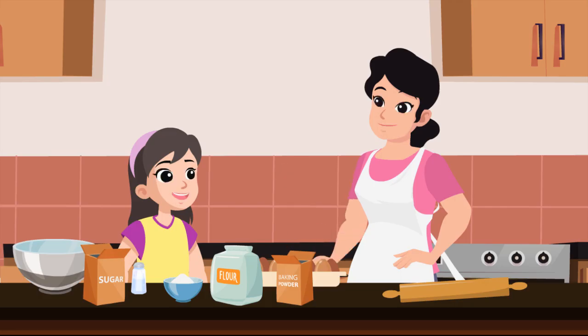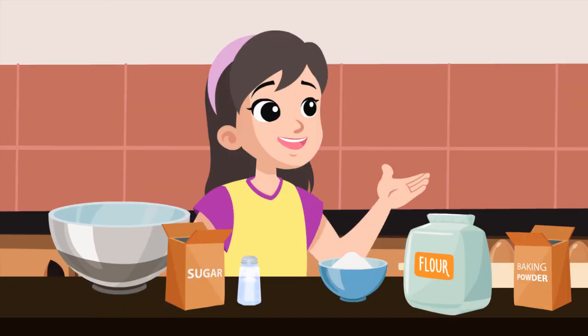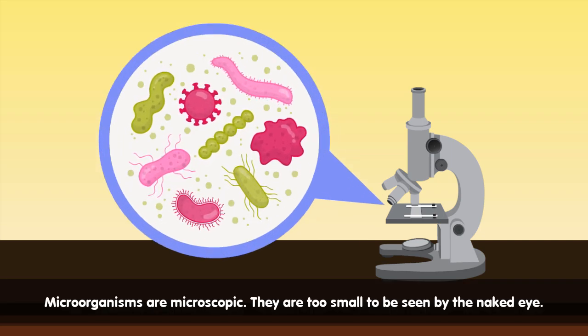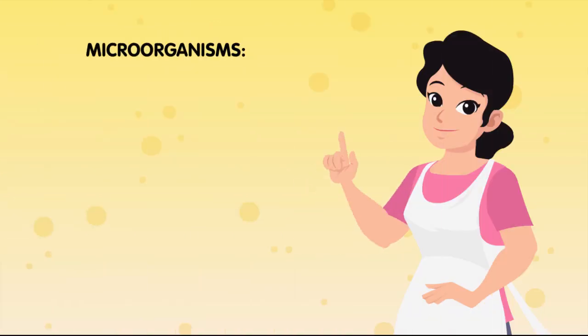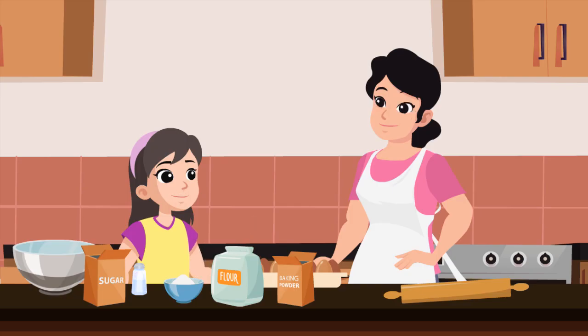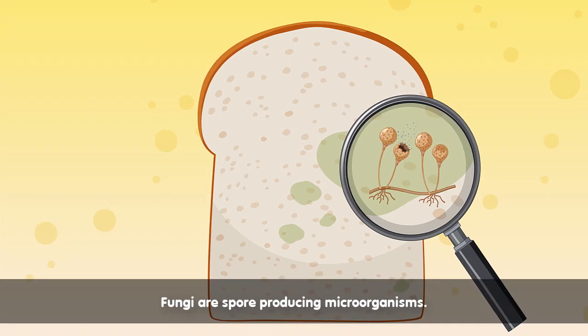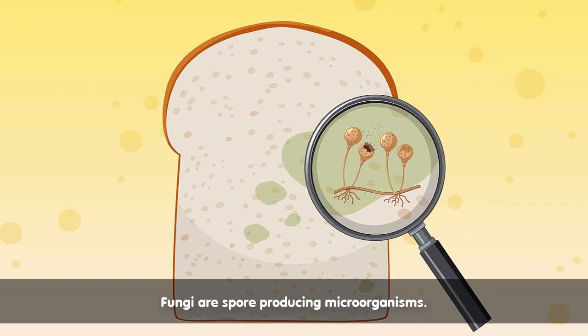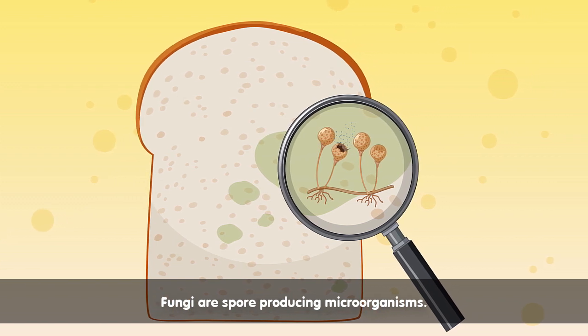What is yeast, Mommy? Yeast is a microorganism. What is a microorganism, Mommy? Microorganisms are organisms that are very small. They are usually visible only with the use of a microscope. Some examples of microorganisms are bacteria and fungi. Are yeast bacteria? No, Ellie, they are fungi. They reproduce using spores, and they usually feed on decaying matter.